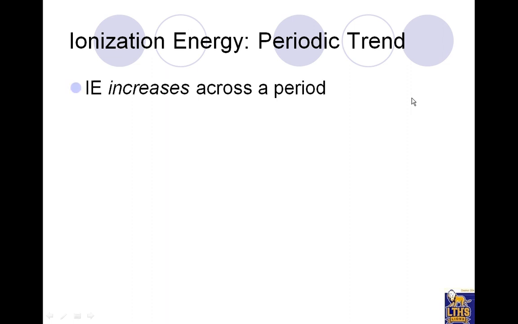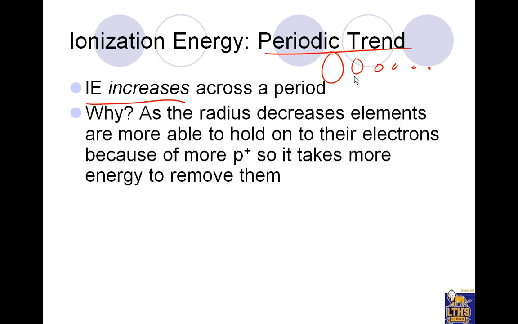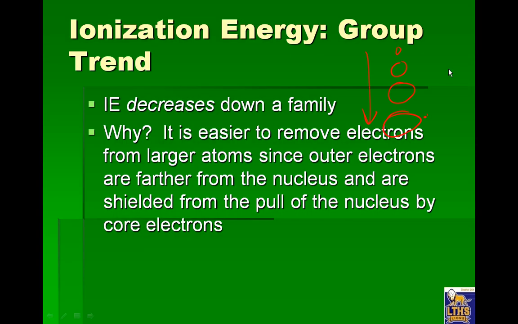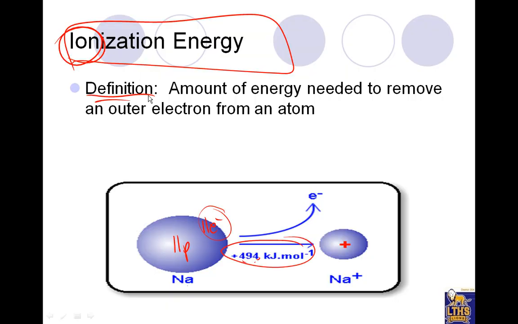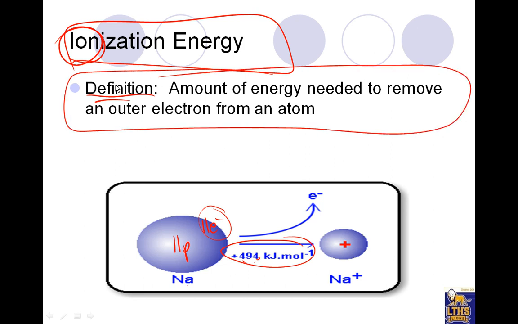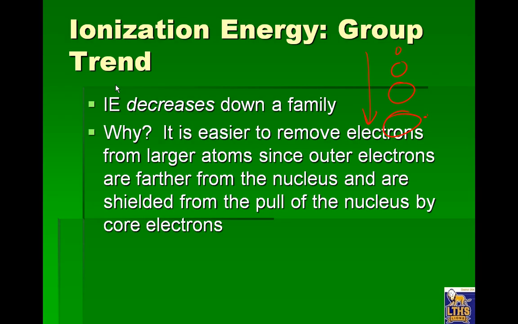So what happens in a period? What happens to atoms in a period? They get smaller. The smaller it is, the harder it is to take away its outer electrons. So ionization energy increases across a period. Why? As the radius gets smaller, the electrons are strongly connected to the nucleus, so it takes more energy to remove them. Ionization energy is the amount of energy it takes to remove an electron. Big atoms, less energy; small atoms, more energy. That's what I want you to remember.